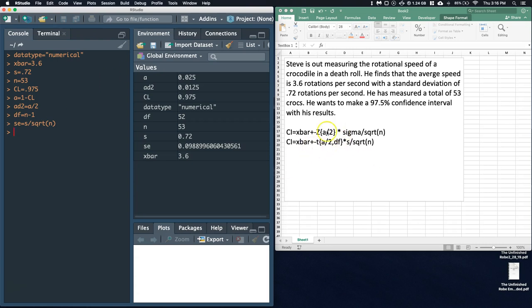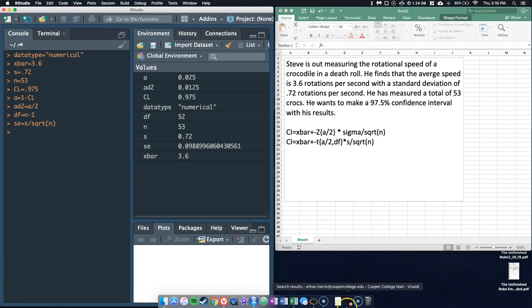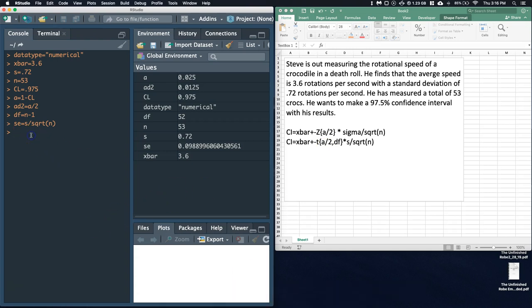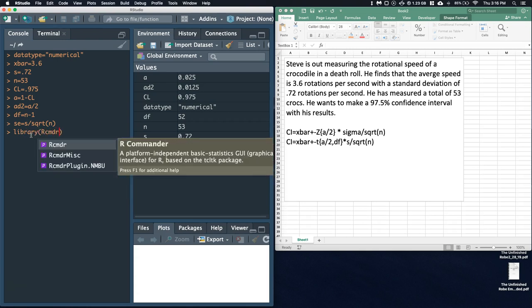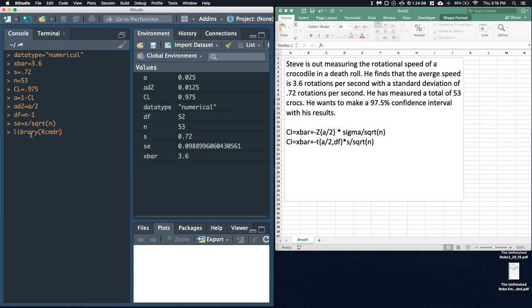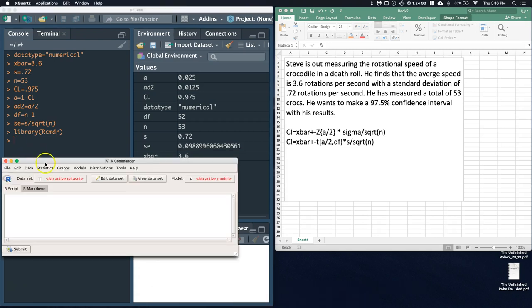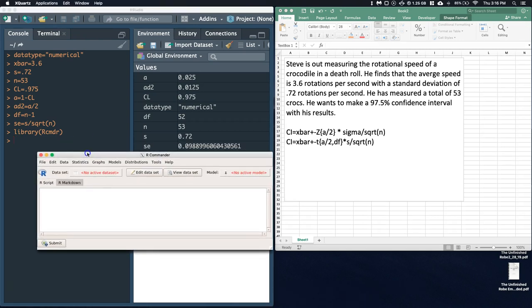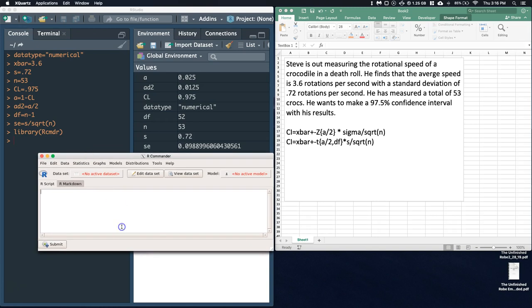So this t value is going to be a little tricky, because there's no way to do it unless we go to R Commander. So let's go ahead. Oh, doesn't look like I have R Commander pulled up yet. I'm going to pull up R Commander. Well, maybe I do already have it pulled up. Give me just a second. There we go. Okay, great. So now I've got R Commander all pulled up.